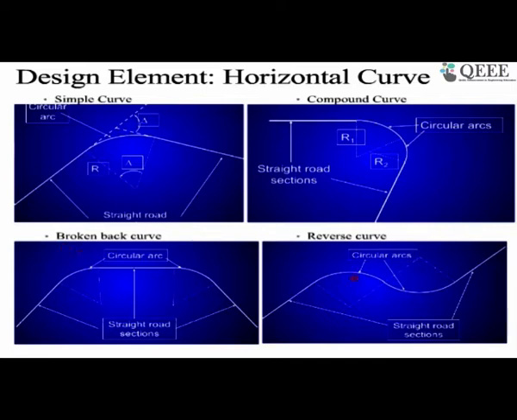The other thing could be that you may have curves in two different directions, and this leads to a reverse curve situation. In reality, or in design, we will try to avoid all three: compound curve, broken back curve, and reverse curve. Some situations may arise where you need to provide one, and when you use this type, you have to design with caution. But mostly we'll be dealing with the simple curve.